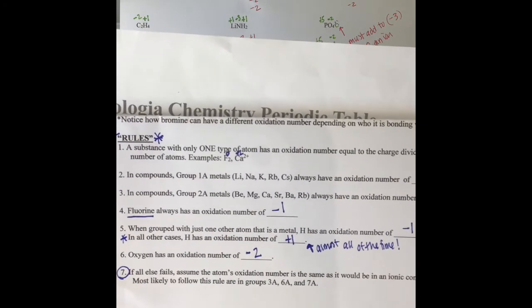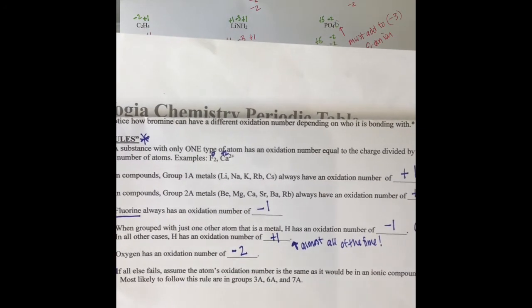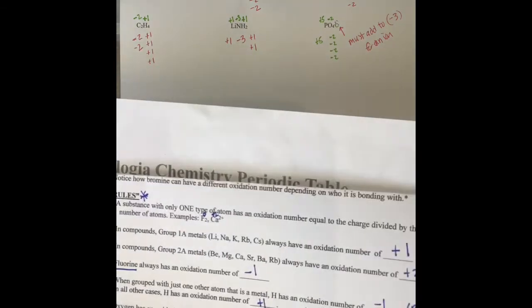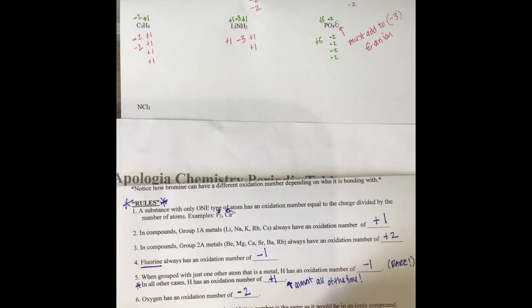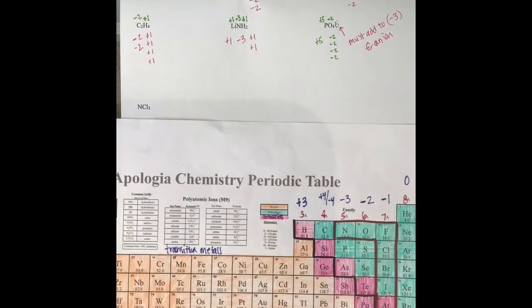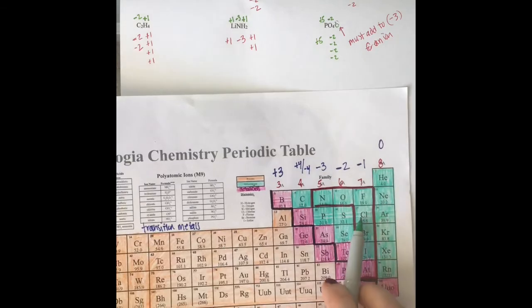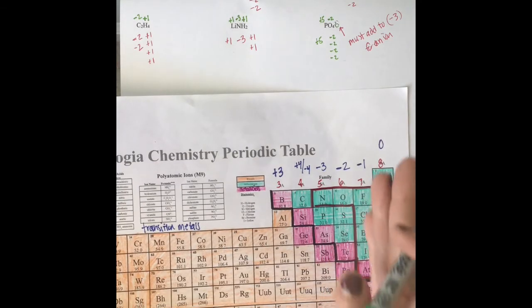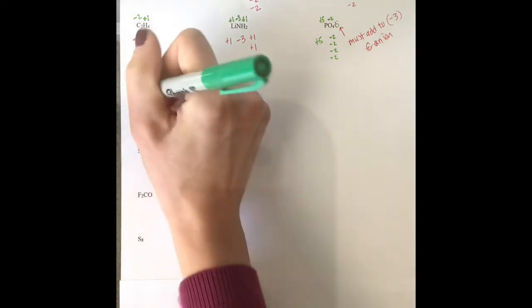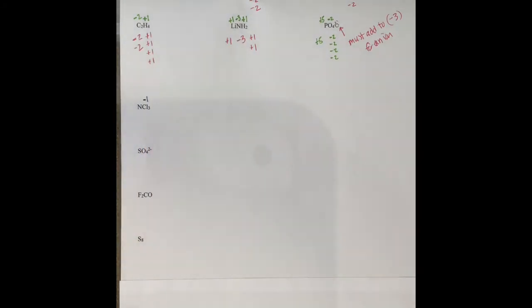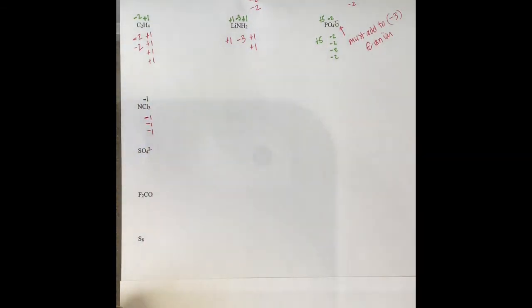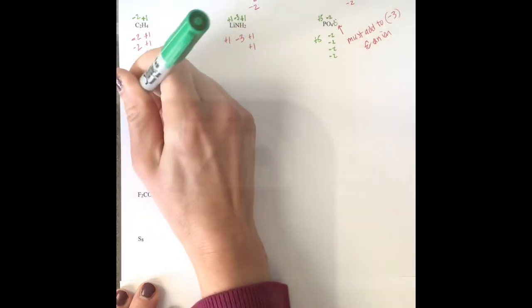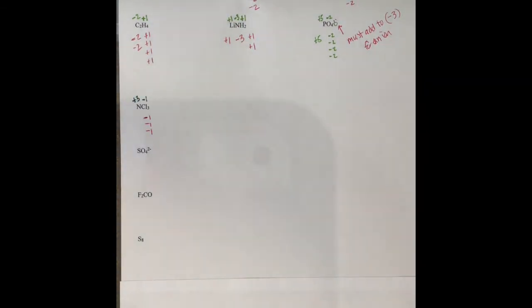If all else fails, then assume the atom's oxidation number is the same as it would be in an ionic compound. And notice I put a couple groups here that works well for. And chlorine is in group 7, and just like fluorine, it likes to gain 1 electron. So let's assume that chlorine's oxidation number is -1. And you have 3 of them. So that would mean to make a neutral molecule, your nitrogen would be a +3.